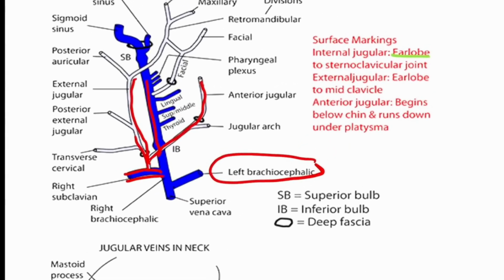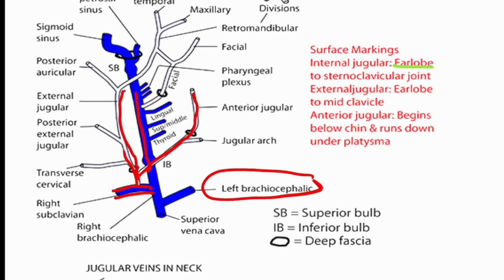The surface marking of the internal jugular is important. It is from the earlobe to the sternoclavicular joint. So that is the surface marking. The external jugular is from the earlobe to mid-clavicle. So this is the basic anatomy that you should remember when you are examining the jugular venous pulsations.